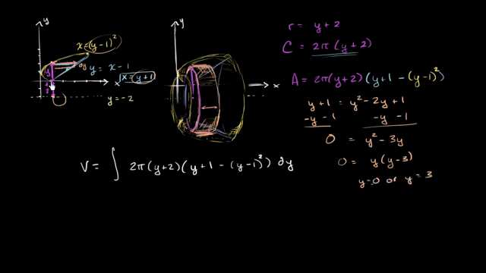When y is equal to 0, these two functions intersect, and when y is equal to 3, these two functions intersect. So our interval is going to be from y is equal to 0 to y is equal to 3. So using the shell method, we have been able to set up our definite integral, and now we can think about how we can evaluate this thing.